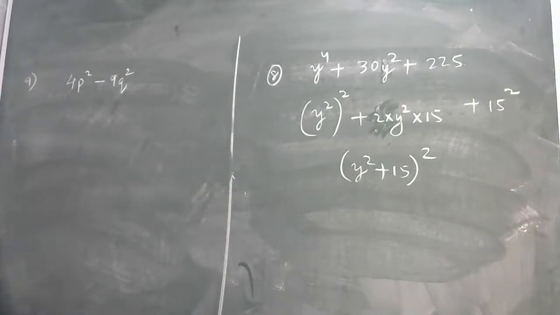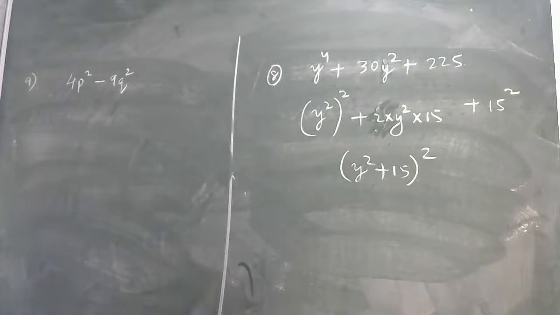A square minus b square equals a plus b into a minus b. So the answer is 4p plus 9q into 4p minus 9q. Is it correct? How many of you are telling it is correct? No sir, no sir.